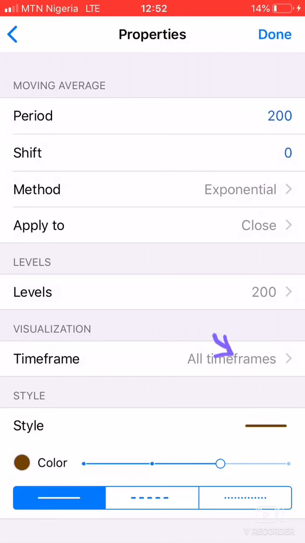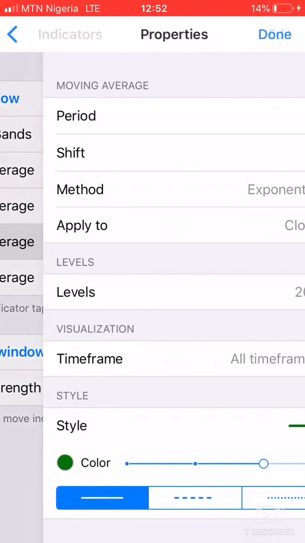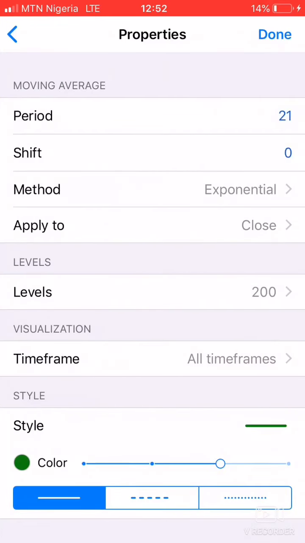Time frame, all time frames, that's it. And that of period 21, can you see that? Period 21, method exponential, apply to close. So that's it, all time frames. You can change color here, as you can see.